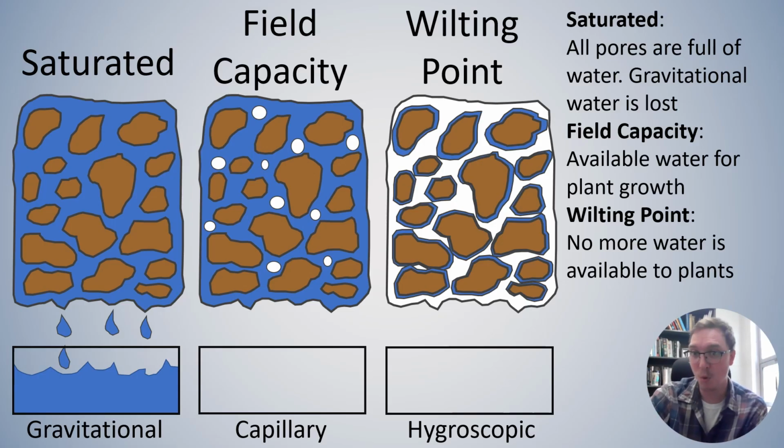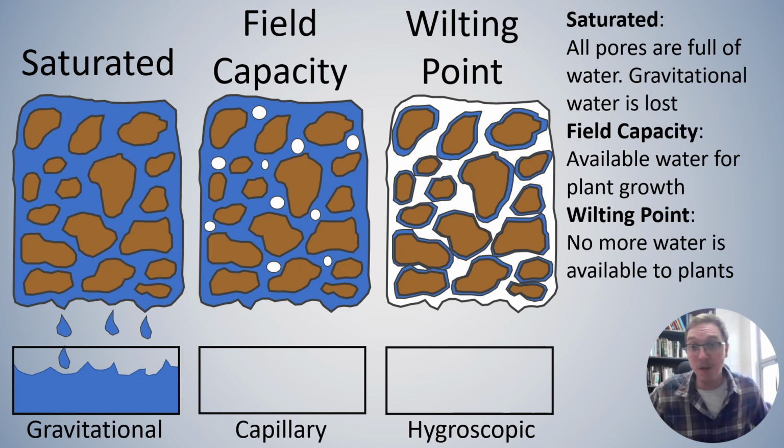I said we were coming to add to this, so here they are. We've got three primary states. We've got saturation. All pores are full of water, and gravitational water is lost. So water moving under the force of gravity is lost to the system, but all of those pore spaces are full. Think of this as the groundwater table, and water moving through, fully saturating this region. Things are lost by forces of gravity.